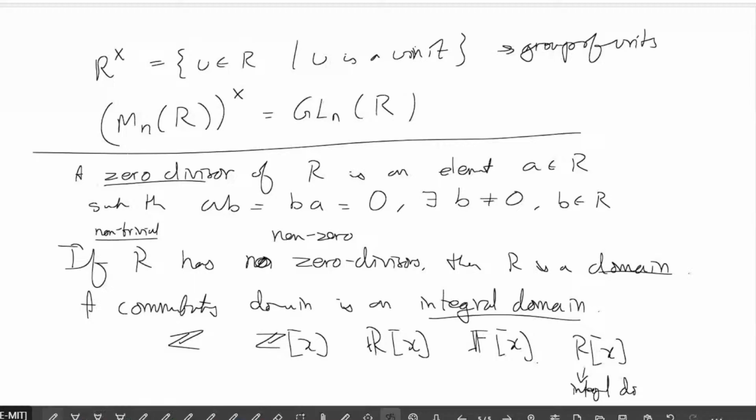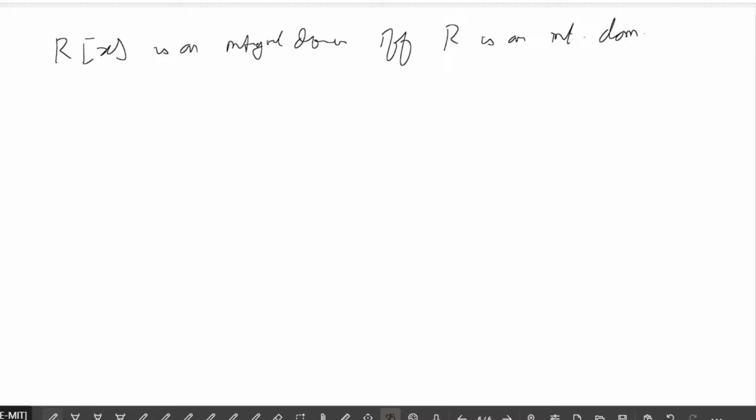If you have one integral domain and you take the polynomial ring, that will also be an integral domain, and it's if and only if. That's a useful result to know for questions. R[X] is an integral domain if and only if R is an integral domain. In particular, for any field, the polynomial ring over that field will be an integral domain.